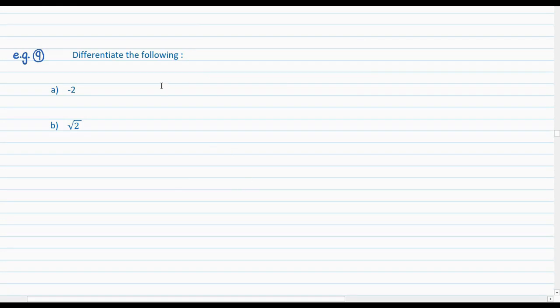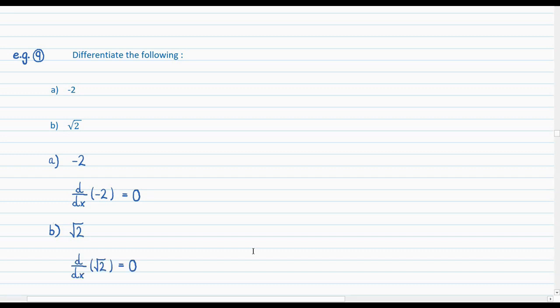Differentiate the following. For part A, we need to differentiate -2, and using rule 2, we can just say that the derivative of -2 will simply be 0. Then for part B, we need to differentiate square root of 2. And when we apply rule 2 to this, again, we just get the derivative as 0.